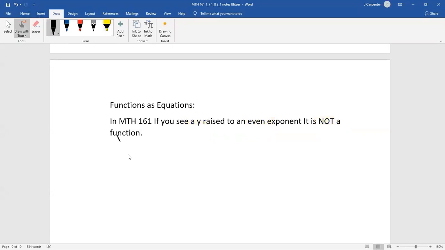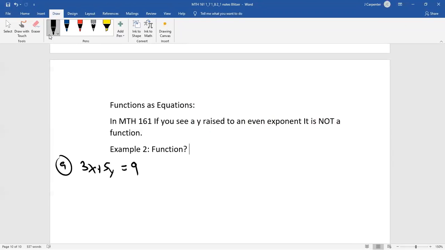So, example, select 2, function, question mark. I love simple instructions. Is it a function? And for A, we're going to go with 3x plus 5y equals 9. So there is an equation, and I'm asking if it's a function.